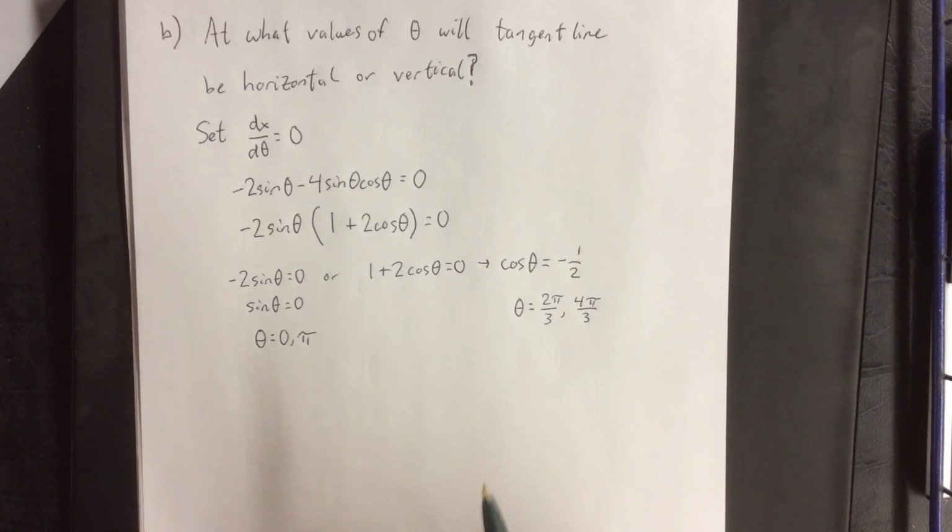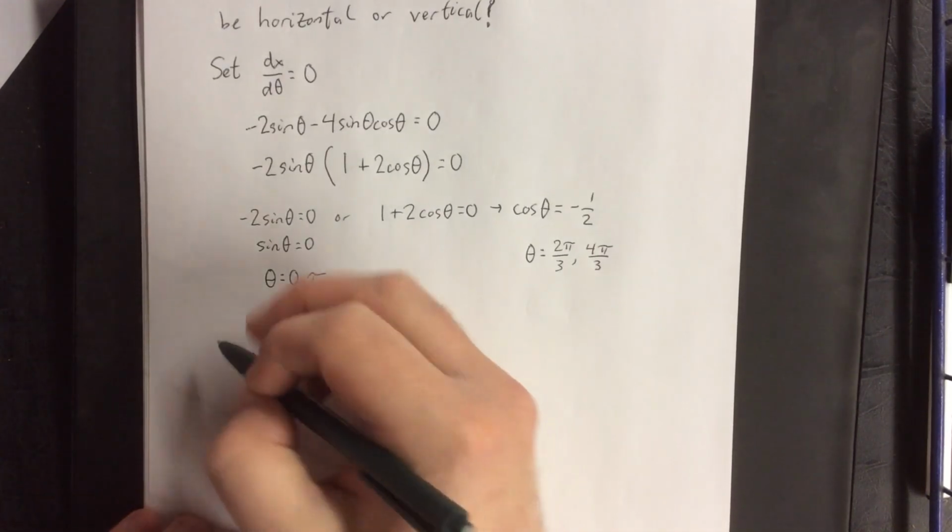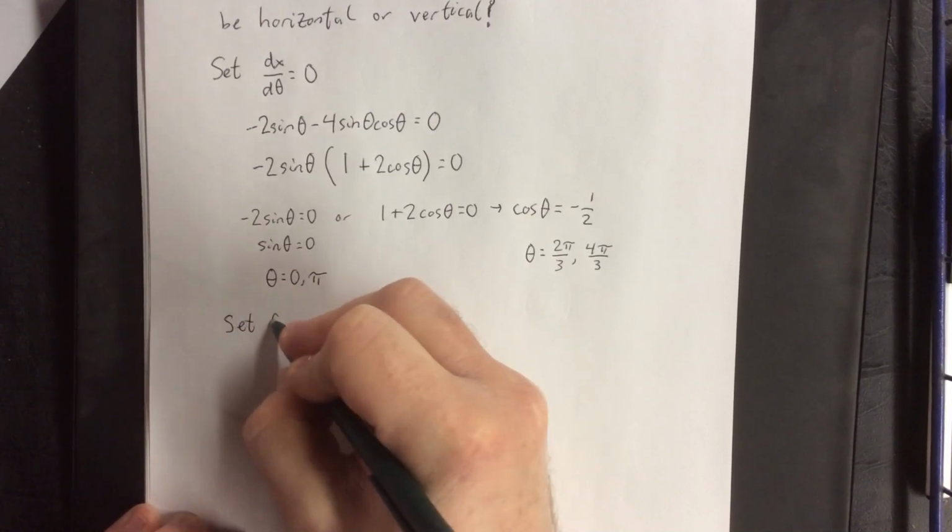Now, this doesn't necessarily mean that this is where you are going to see vertical tangent lines. Let's see, wait, is that right? Vertical? Yeah, vertical tangent lines. Due to the fact that we don't know whether or not dy d theta is also going to be equal to 0. So let's go ahead and solve that and then draw our conclusions.